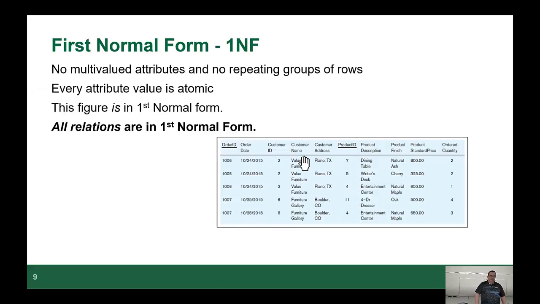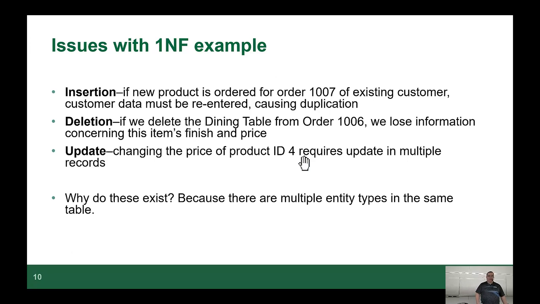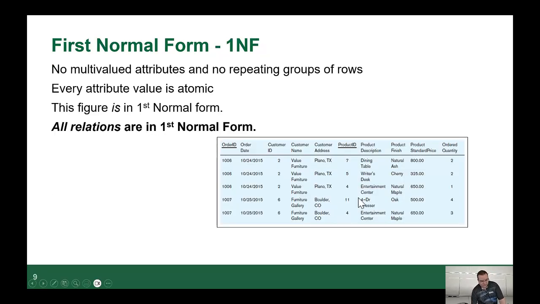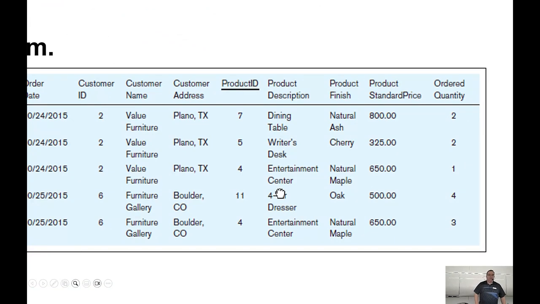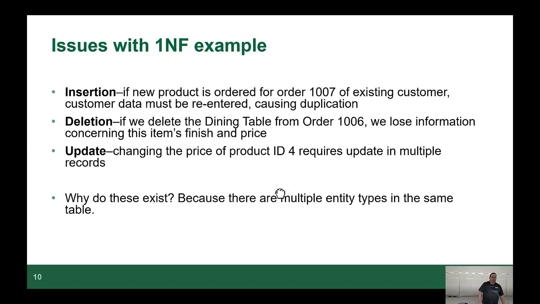And the update anomaly is if we change the price of product ID 4, we have to update multiple records. So again, if we come over here, we look at product number 4. If we want to change the price of product number 4, we have to do it in multiple places. It's multiple updates or a single complex update statement that has to crawl through the entire table. Both are bad. So why do these anomalies exist?